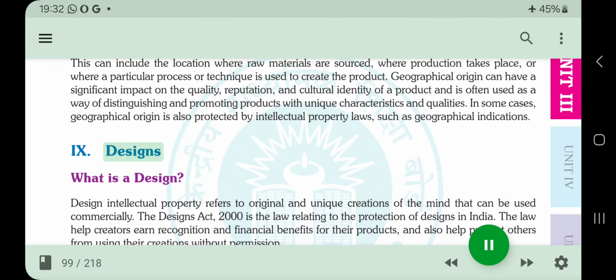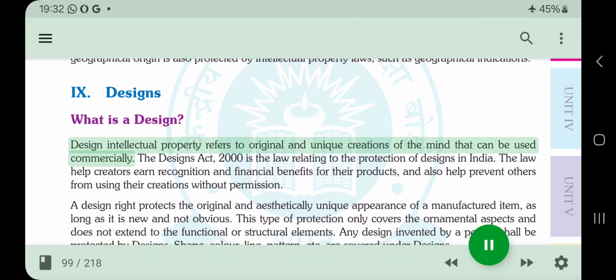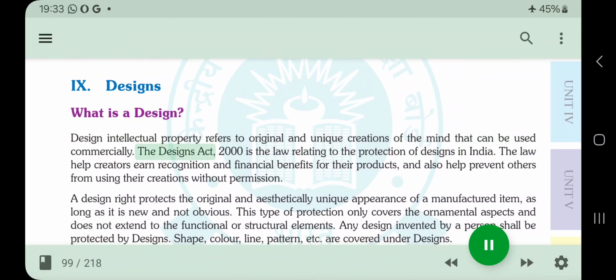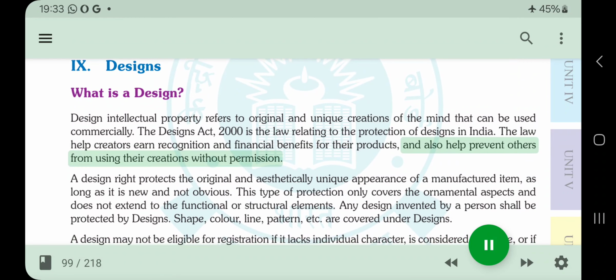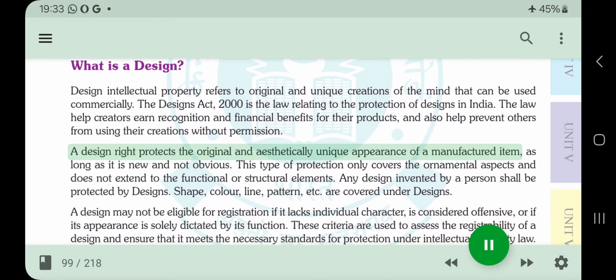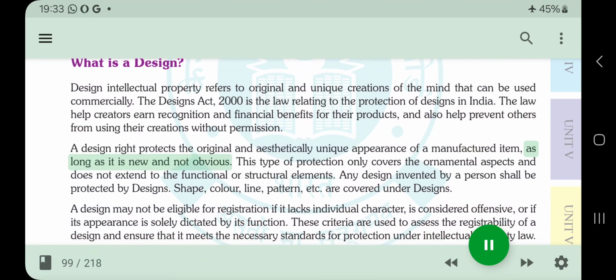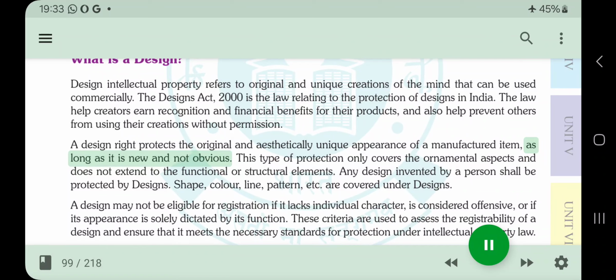9. Designs. What is a design? Design intellectual property refers to original and unique creations of the mind that can be used commercially. The Designs Act, 2000 is the law relating to the protection of designs in India. The law helped creators earn recognition and financial benefits for their products, and also helps prevent others from using their creations without permission. A design right protects the original and aesthetically unique appearance of a manufactured item, as long as it is new and not obvious.